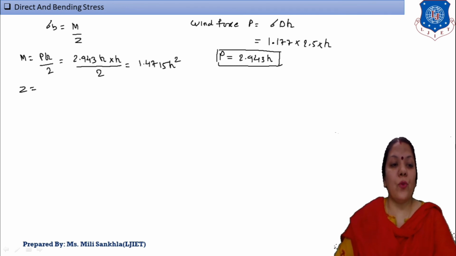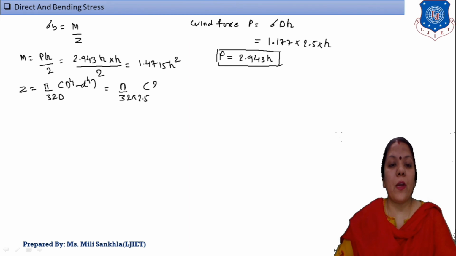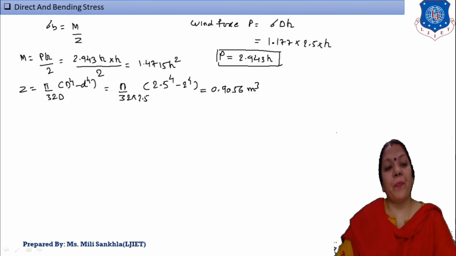Z is equal to pi by 32 into D raised to 4 minus small d raised to 4, divided by D. Now put the values. Pi by 32, capital D is given 2.5, so 2.5 raised to 4, and small d is given 2, raised to 4. Now my answer of this Z is equal to 0.0956 meter cube.